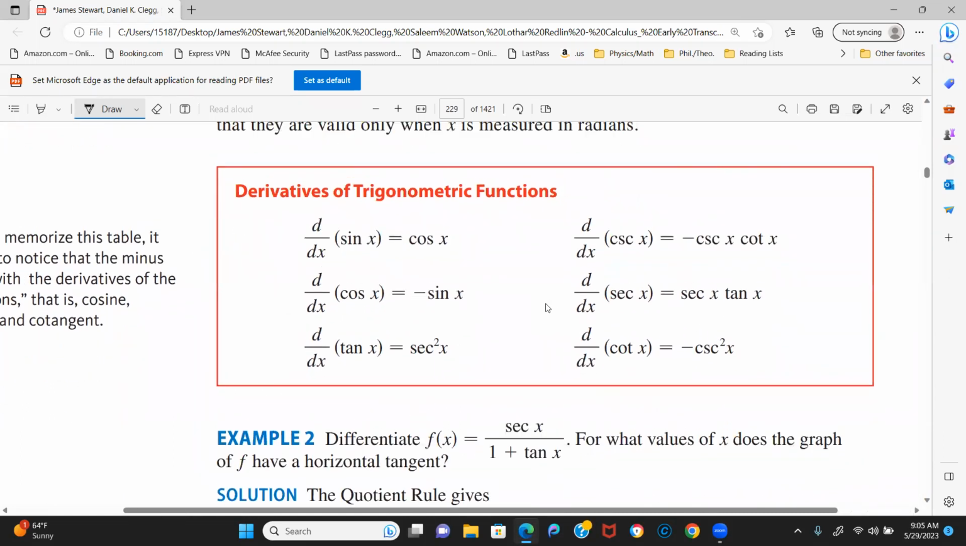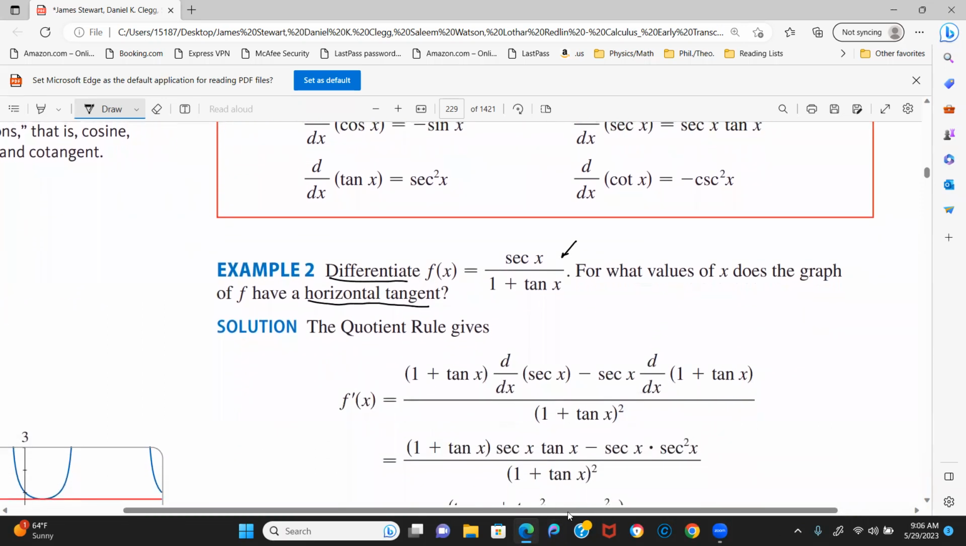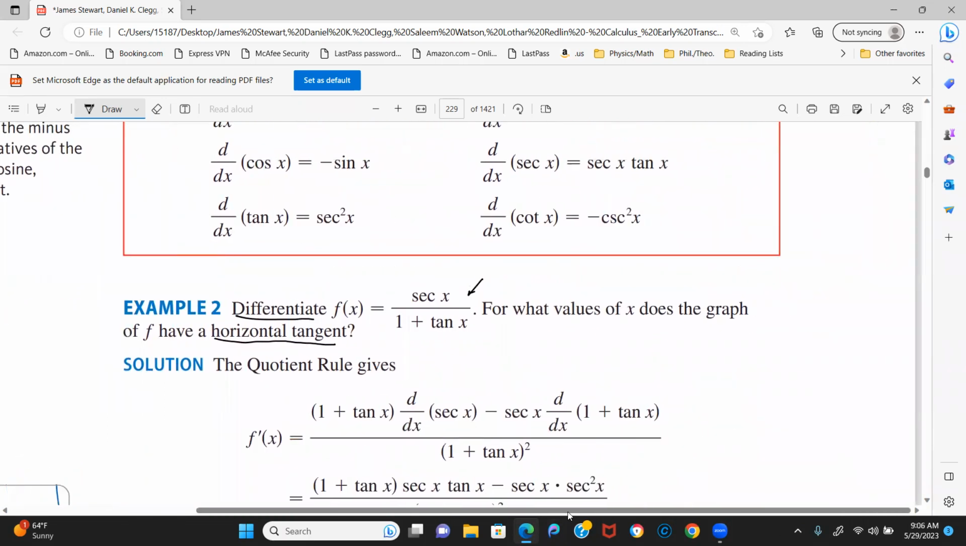All right, so let's see. Here's another example. We have this function right here, and we want to differentiate it and then find out where the graph has horizontal tangent lines. Remember, a horizontal tangent line means zero slope, so that means set the derivative equal to 0. Let's look at what they do here. We have the quotient rule, so they take the derivative of the top times the bottom. They write it backwards, that's all. I don't write it this way. And then the top times the derivative of the bottom.